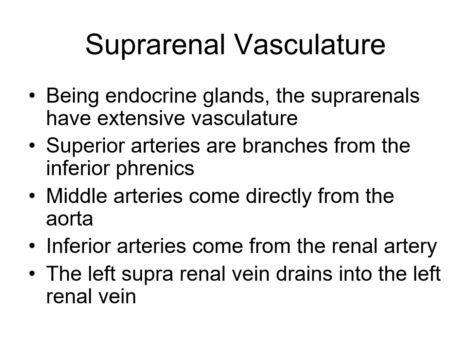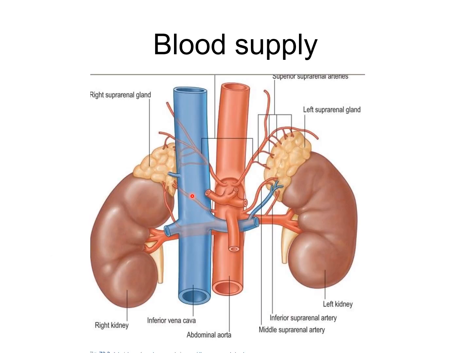So you see this blood supply in this diagram. This is the suprarenal gland, and it gives three branches. First there is the superior suprarenal artery, then the left suprarenal gland is supplied by the inferior suprarenal artery and the middle suprarenal artery. Now you see the superior suprarenal artery: it is a branch of the inferior phrenic artery. These are the branches of the inferior phrenic artery.